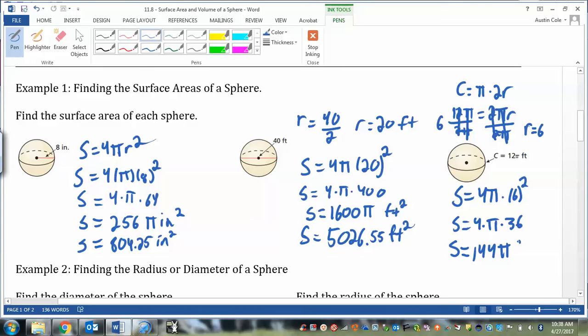Feet squared. Okay, and what's the approximation for that? What's 144 times pi? 452.39 feet squared. Any questions on that?